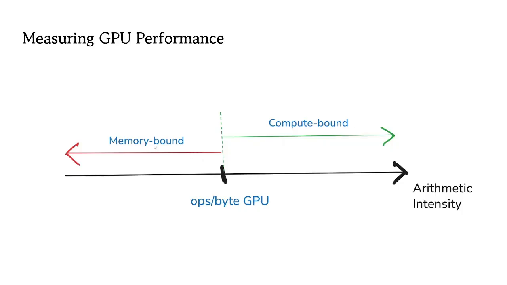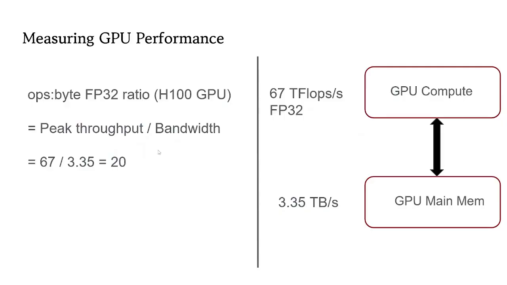These kinds of ideas to improve the arithmetic intensity of an algorithm so that it's less memory bound will be the topic of our later discussions. Let's see how we can get the ops byte ratio for any GPU. And this really has to come from looking at the data sheet of the GPU. Let's look at the data sheet for the H100 GPU.